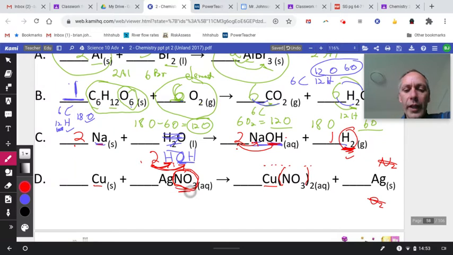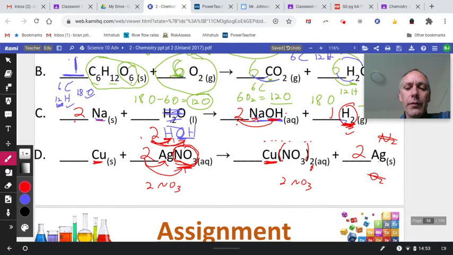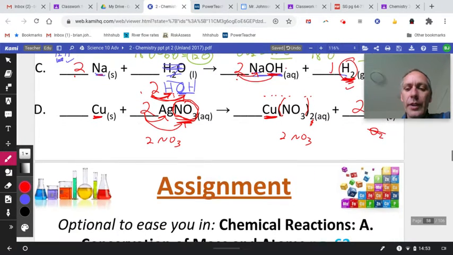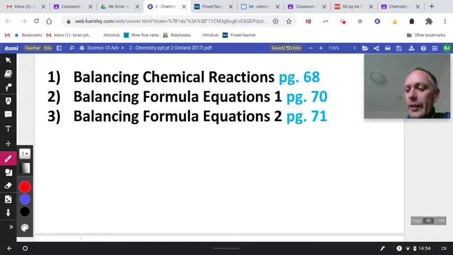So that means 1 NO3, 2 NO3s, so we put a 2 in front. Now we have 2 NO3s on this side and 2 NO3s. They're balanced. 1 copper, 2 silver, and 1. So we need a 2 silver. Okay, awesome. Now we're going to do another one, and I don't really see a lot of space here. So here's some space. Okay. This one is, just to show you, a little more challenging. You don't have this one in your notes.